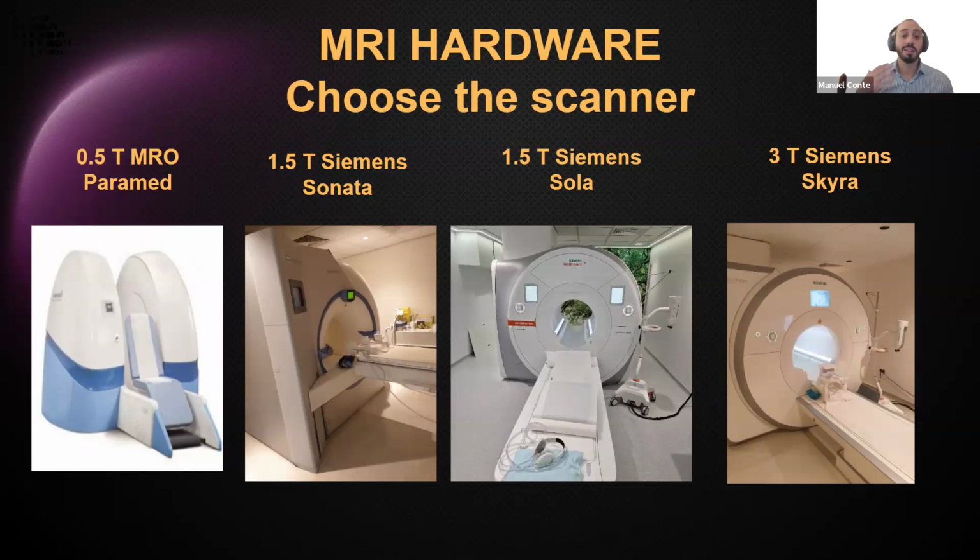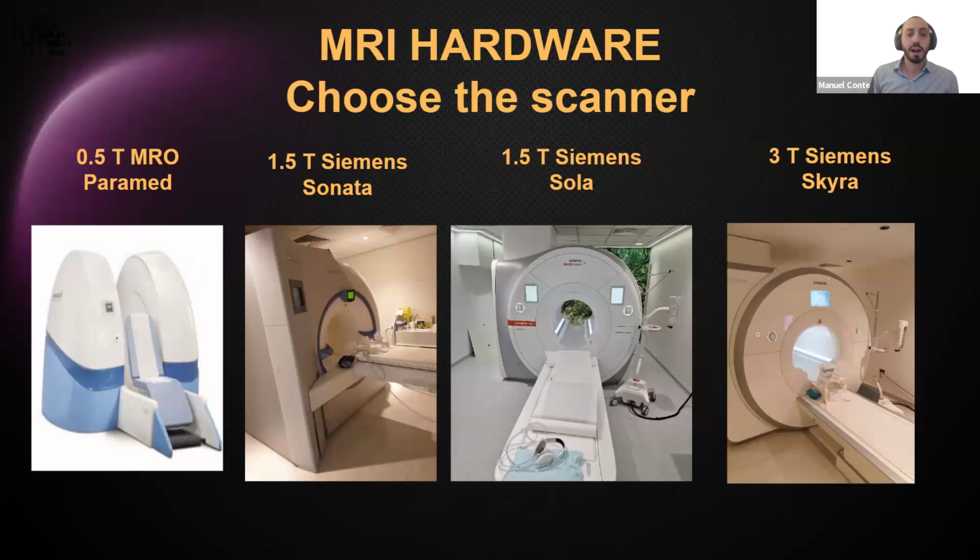But obviously, it doesn't depend only on the magnetic field, but also on the scanner. For example, in the middle, we have the 1.5T Siemens Sonata and the 1.5T Siemens Sola. The Sola has a new advanced technique that can reduce metal artifact that the Sonata doesn't have. So between the two, I would choose the Sola instead of the Sonata. Then there is no right and wrong. It depends on the patient, their mobility, and if they are claustrophobic.